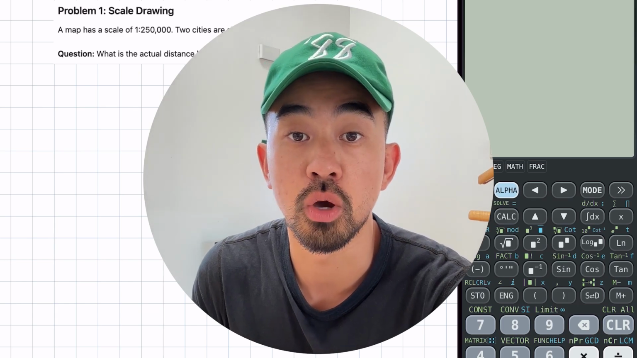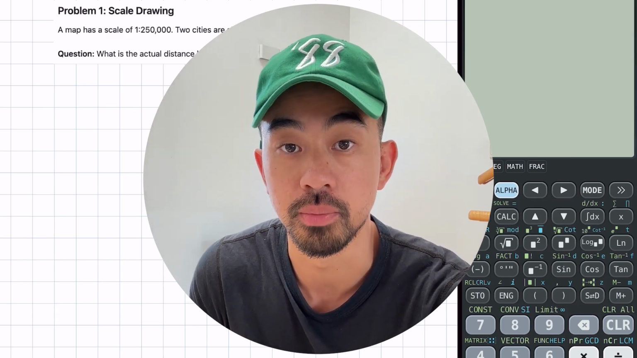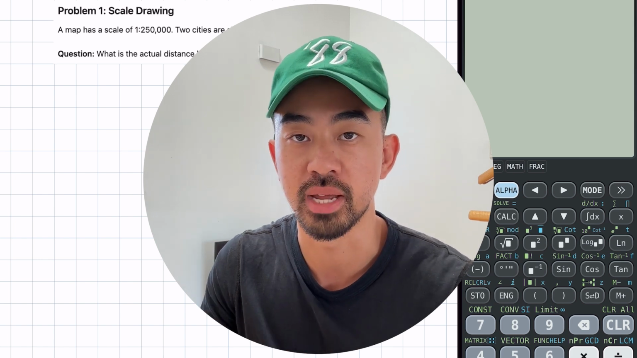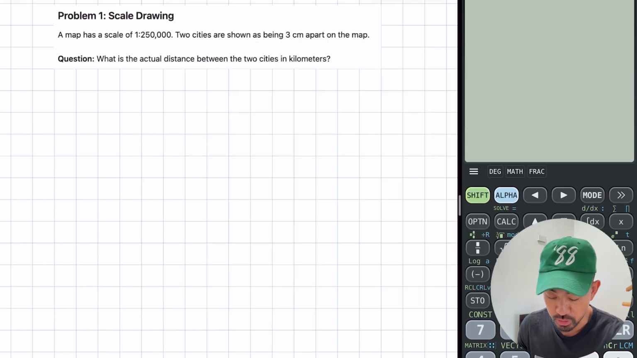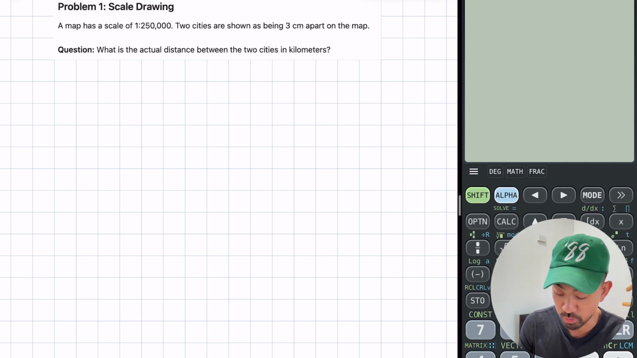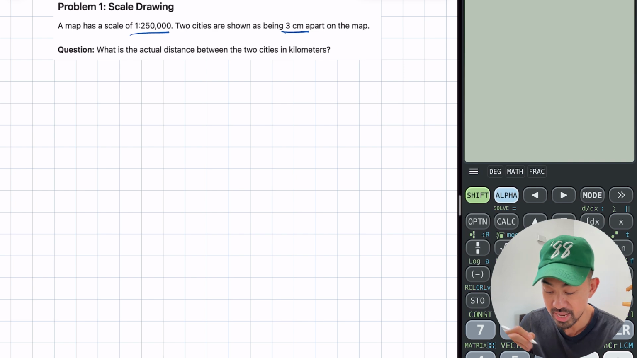All right, guys, in this video, we're going to go through a bunch of different ratio problems and look at how to apply ratios in different circumstances and scenarios. So here we go. The first question says, a map has a scale of 1 to 250,000. Two cities are shown as being 3 centimeters apart on the map. So what is the actual distance between the two cities?